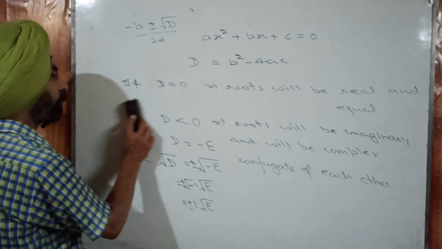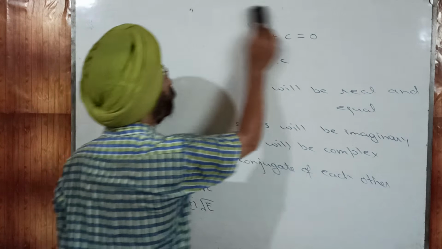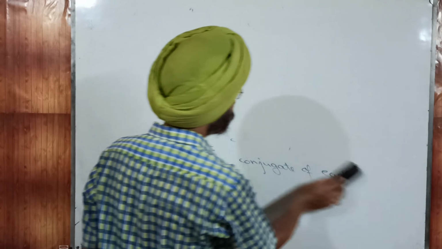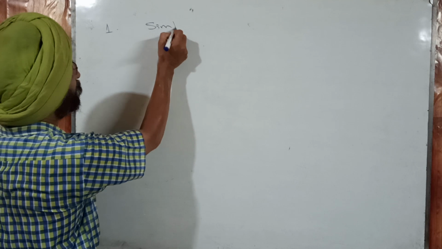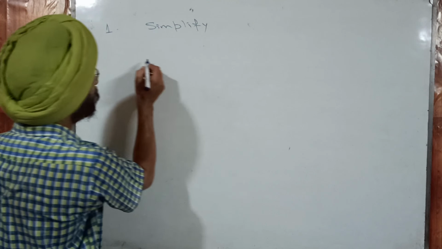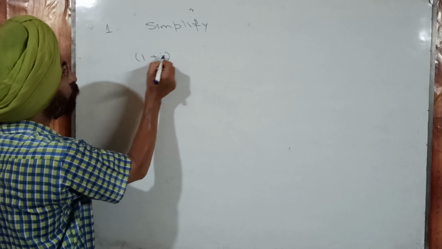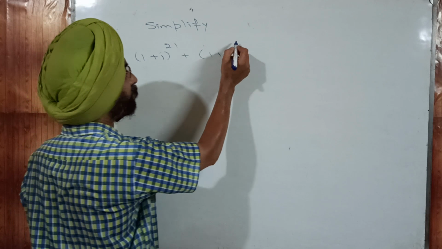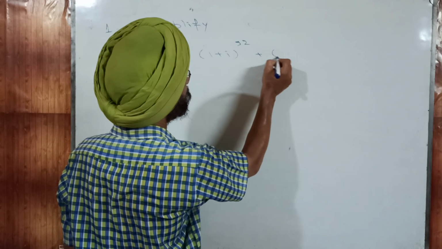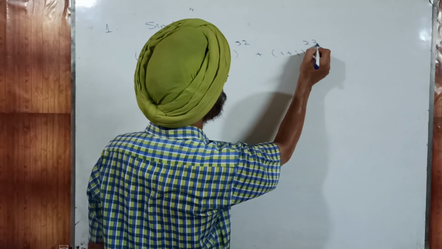This is the basic theory of solution of quadratic equations. But now we will move on to the questions of complex numbers as well as questions of quadratic equations, and how to solve various questions. So one of the questions I am going to take here is a very simple question. The first one is simplify (1 + iota) raised to the power 21 plus (1 + iota) raised to the power 22 plus (1 + iota) raised to the power 23.